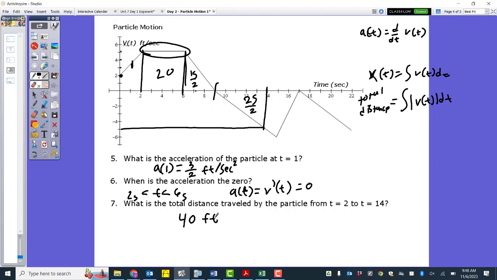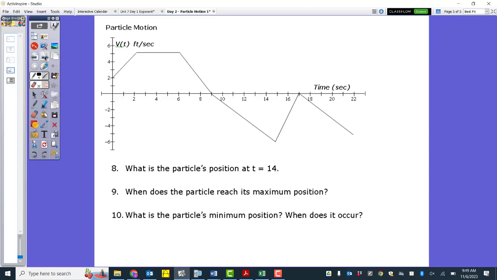Now, that is not any idea of where the position is, because technically it traveled this much in the positive direction, this much in the negative direction, so its position is not 40 feet from where it started. It's just that total distance traveled is going to be 40 feet.